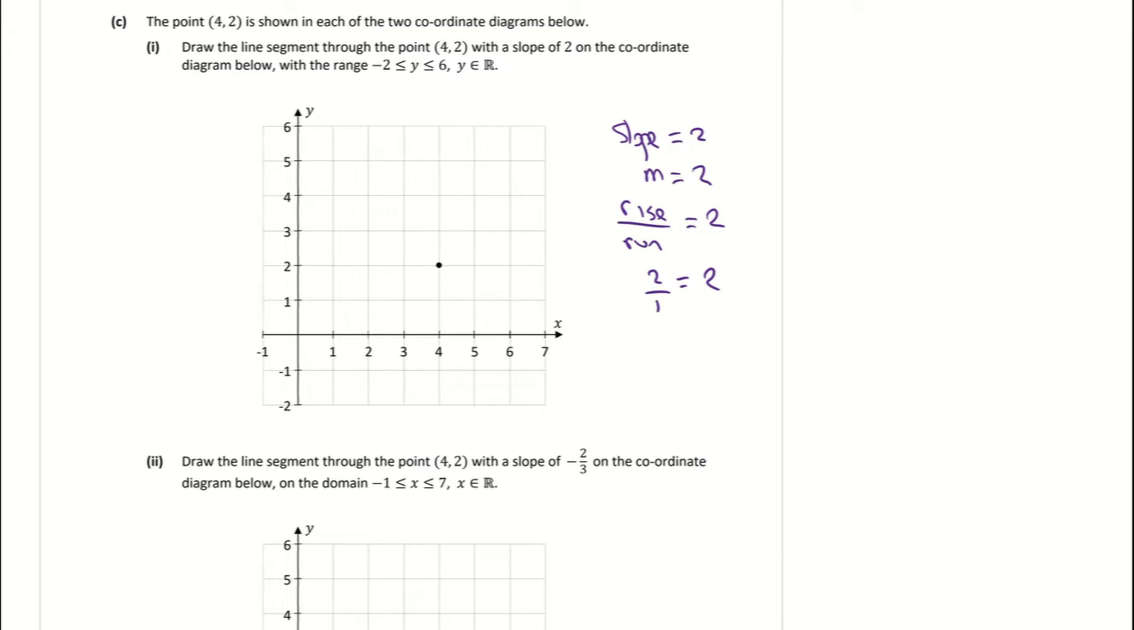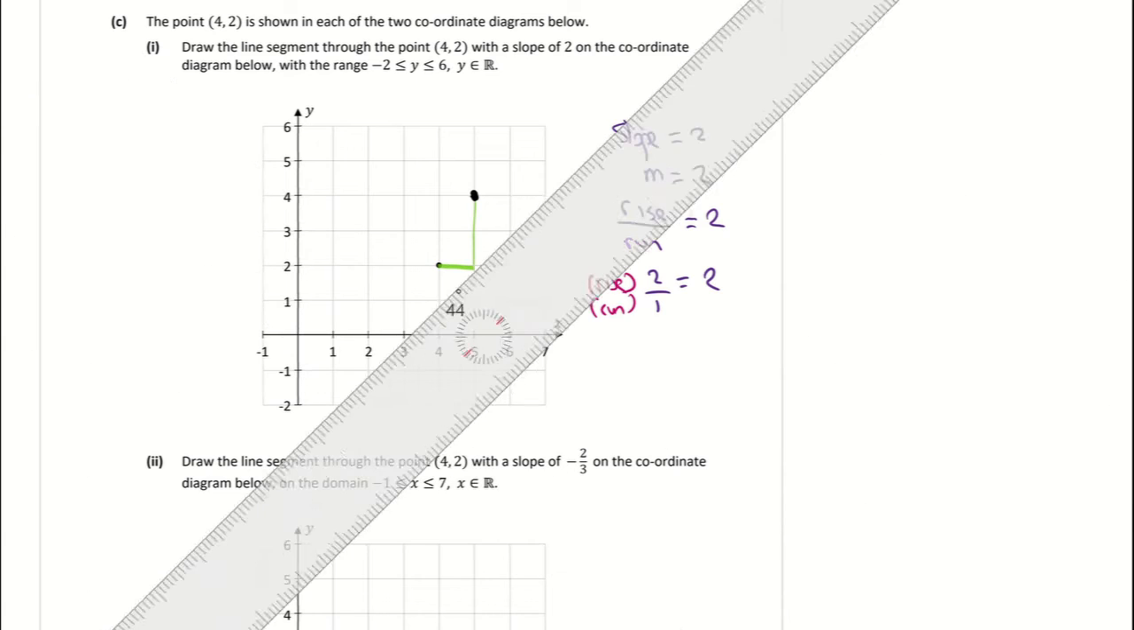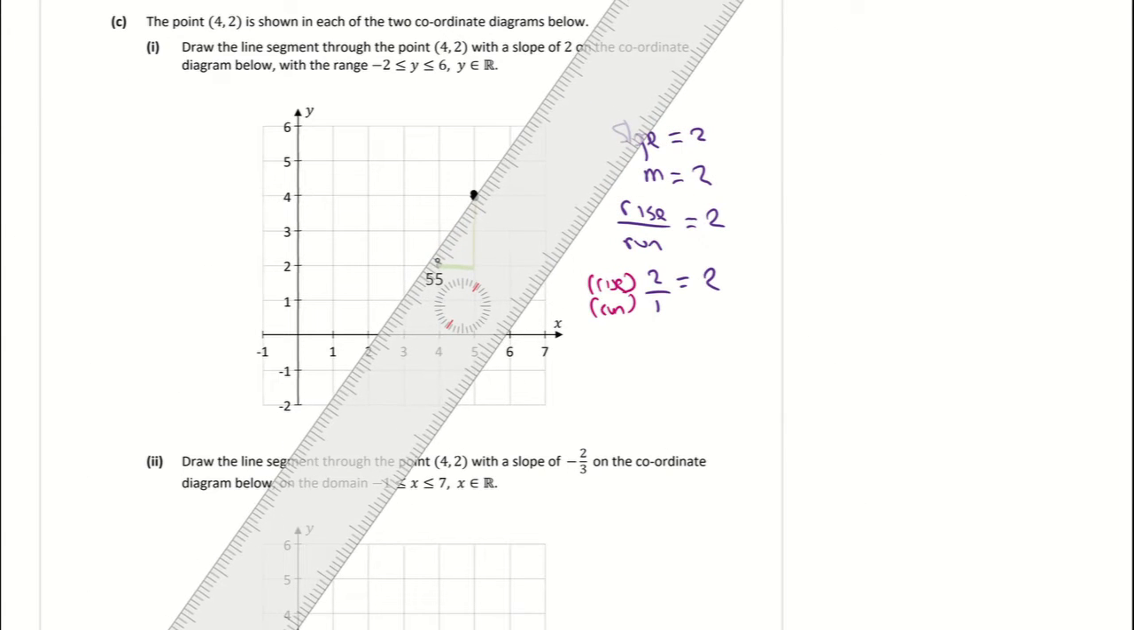And remember what this means here. This is my rise, and this must be my run. So if I'm drawing my line now, it would have to be running 1. So I'd need to come across one box, and I'd need to rise 2. So that could be a possible location for my coordinate. Then I get my ruler, and I draw the line between those 2 points.